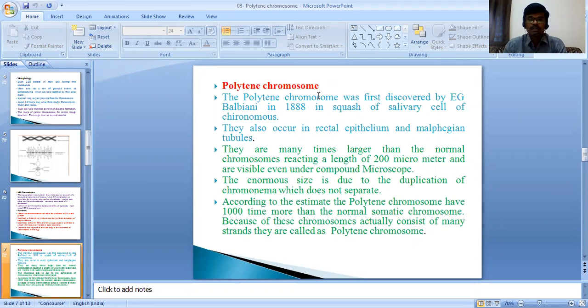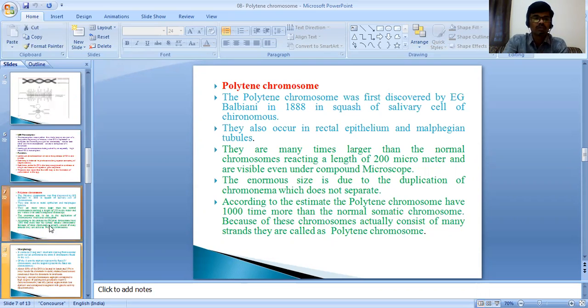The enormous size is due to the duplications of chromonema, which do not separate. According to the estimates, the polytene chromosomes have 1,000 times more DNA than the normal somatic chromosomes. Because these chromosomes actually consist of many strands, they are called polytene chromosomes. त्या polytene chromosome मध्ये many स्टँड असतात, असे बँड असतात, ते बँड म्हणजे पॉलिटिन क्रोमोझोम्स.